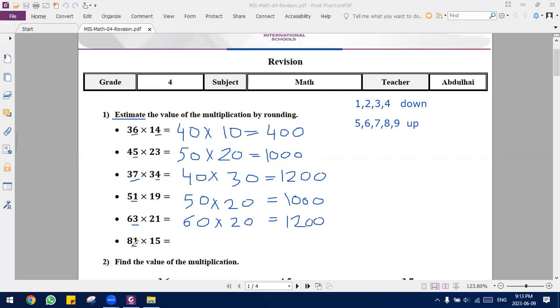Last one, 81 will be 80. 15 will be 20. Now 8 times 2, 16. We add these two zeros, 1600. So as I said before, all these answers are an estimate. It's not the accurate or the correct answer. Sometimes we use estimation.